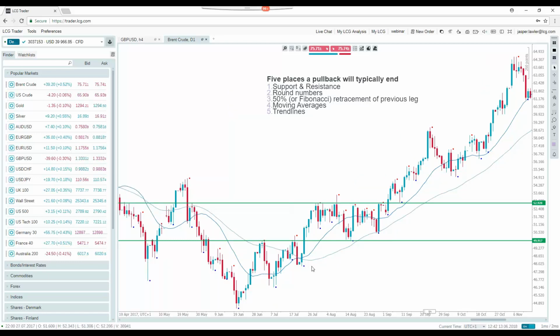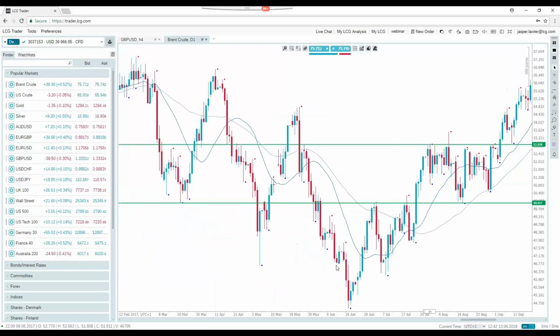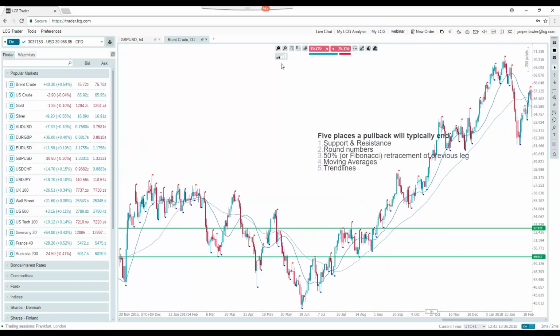So you can see here the first one on the list, support and resistance. This is particularly the case in the early parts of a trend. So you can see here that if I zoom out a bit, it's a little bit difficult with the benefit.